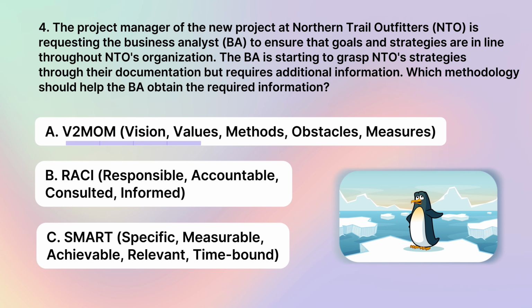A is the correct answer because V2MOM, Vision, Values, Methods, Obstacles, Measures, is a methodology that is specifically designed to align goals and strategies within an organization. It provides a framework for creating a shared vision, defining values, outlining methods for achieving goals, identifying obstacles, and setting measurable targets. B and C are incorrect answers because they are not relevant to the specific task of obtaining alignment on goals and strategies across an organization.